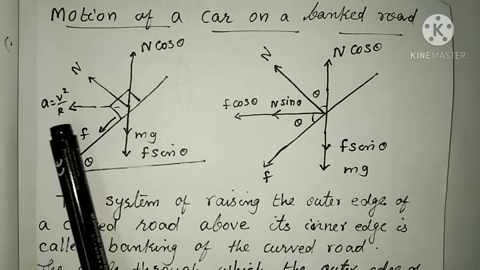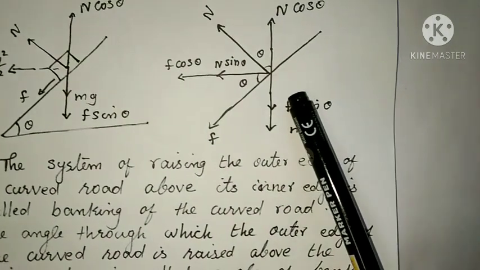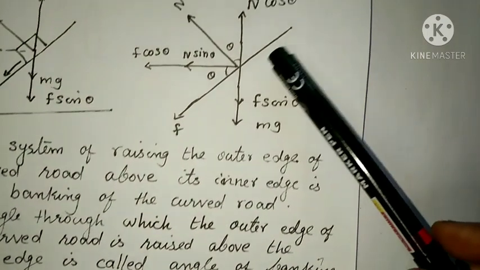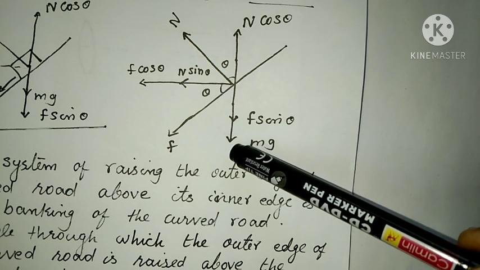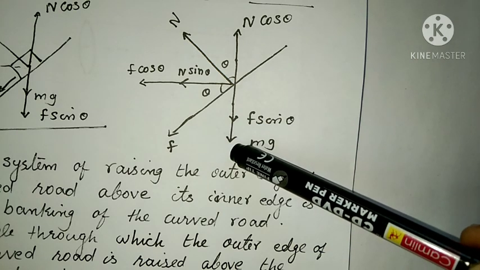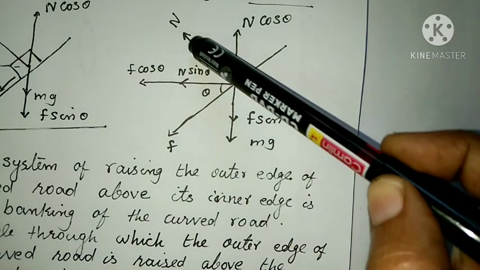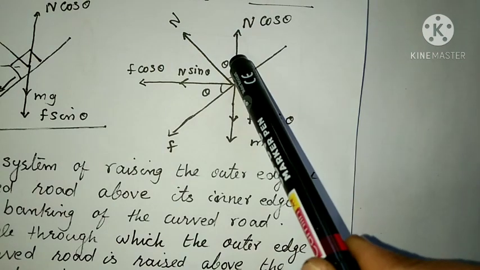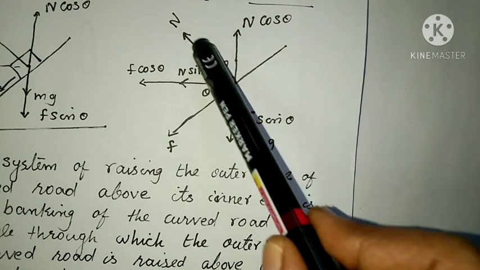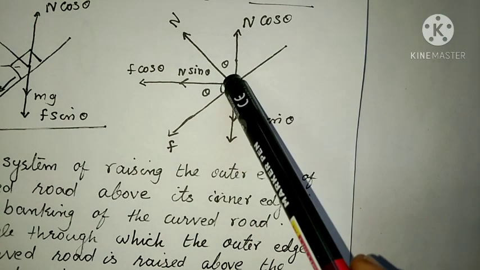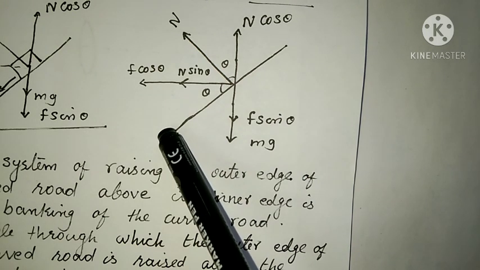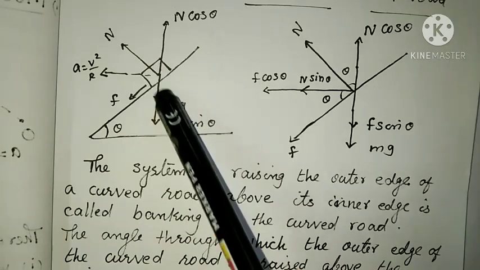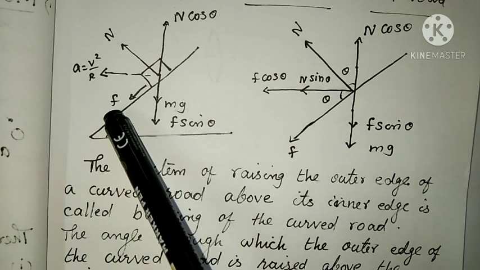And what are the forces acting on the car? So we can see this free body diagram. The forces acting on the car are the weight mg acting vertically downwards, and the normal reaction N of the road acting at an angle theta with the vertical. Then the force of friction acting downwards along the inclined plane.